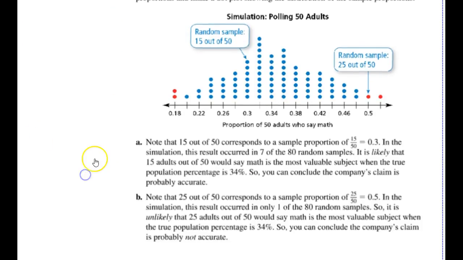Now let's look at part B. 25 out of 50 corresponds to 0.5, so I can look at my dot plot and see that it is over here. In the simulation, this occurred in only 1 of my 80 samples, so it's unlikely, because this is a very low percentage. It's unlikely that 25 adults out of 50 would say math is the most valuable subject when my true population percentage is 34. Using this information, I would say that the company's claim here is not accurate.